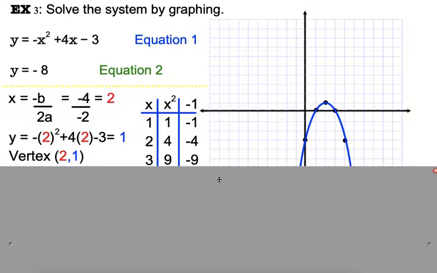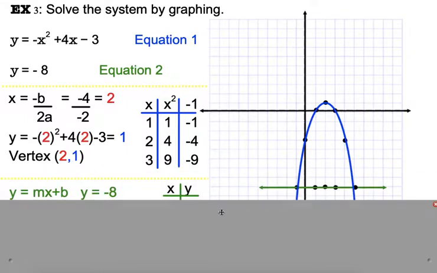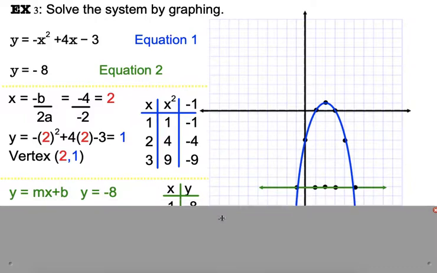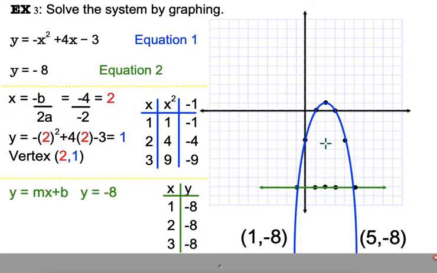Now to graph the other equation, it just says y equals -8. Now slope-intercept, what that means is you have a y-intercept of -8 and a slope of 0 because there is no x, which means it's completely flat. If I picked values and plugged them in, it didn't matter what they were because the answer would always be -8 because it says y equals -8.